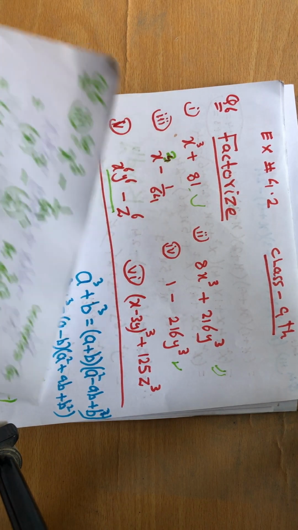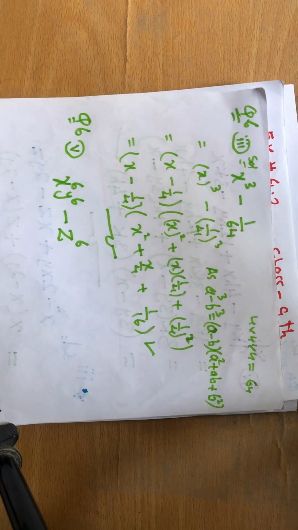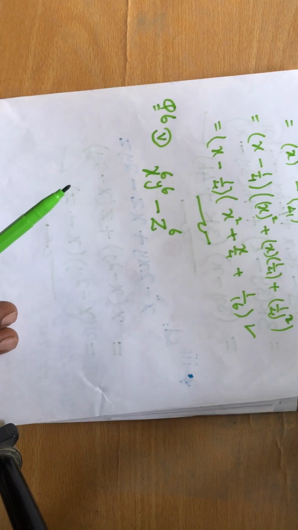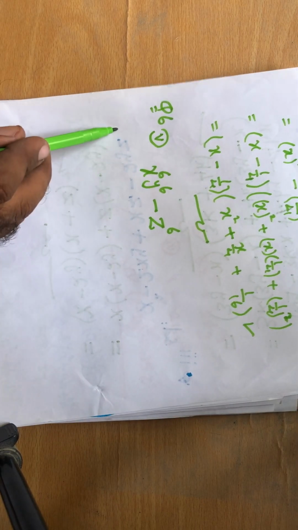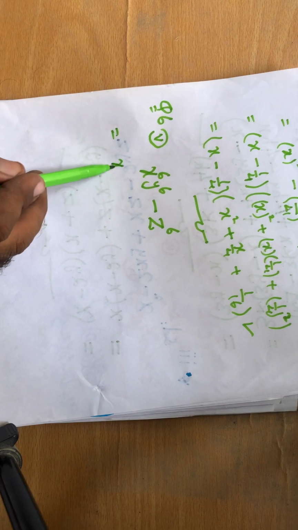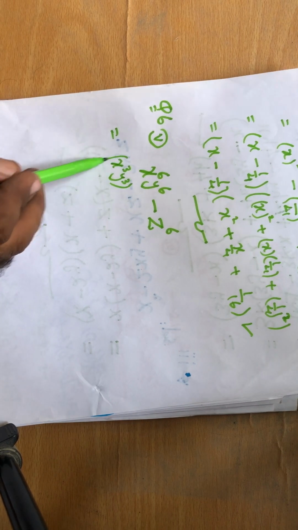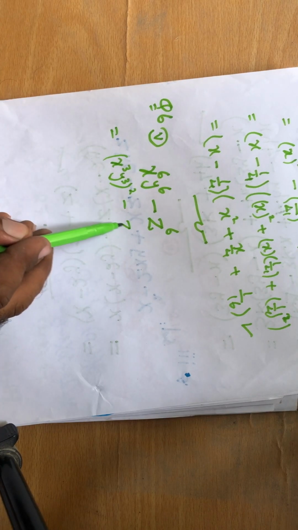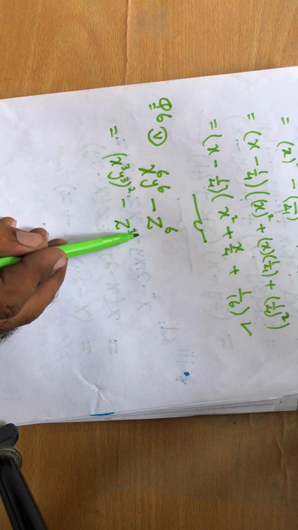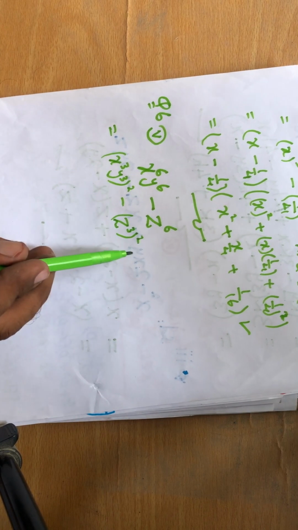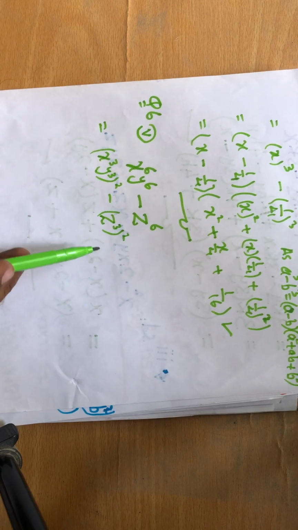Part number 5, the next part: x power 6 y power 6 minus z power 6. We are going to convert this one into a formula first of all. So we can write x cube y cube over all square, it means we are writing it a square, z cube over all square, it means we are making it b square.